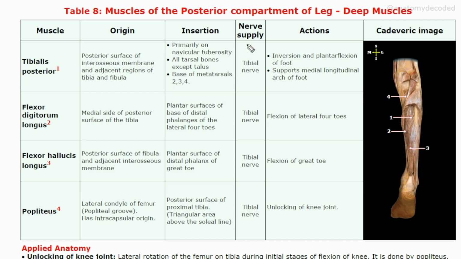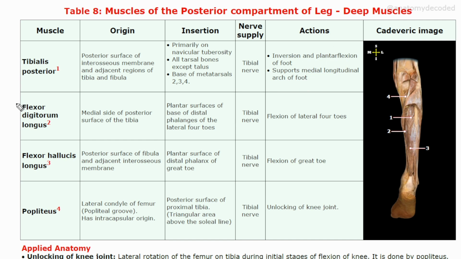Nerve supply for all muscles is the tibial nerve that we have seen. Then the action of tibialis posterior is inversion of the foot as well as plantar flexion of the foot, and also it supports the medial longitudinal arch of the foot.